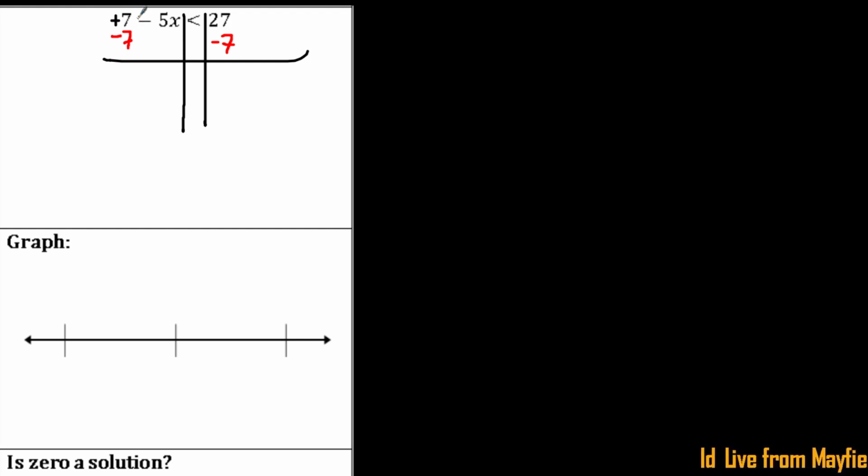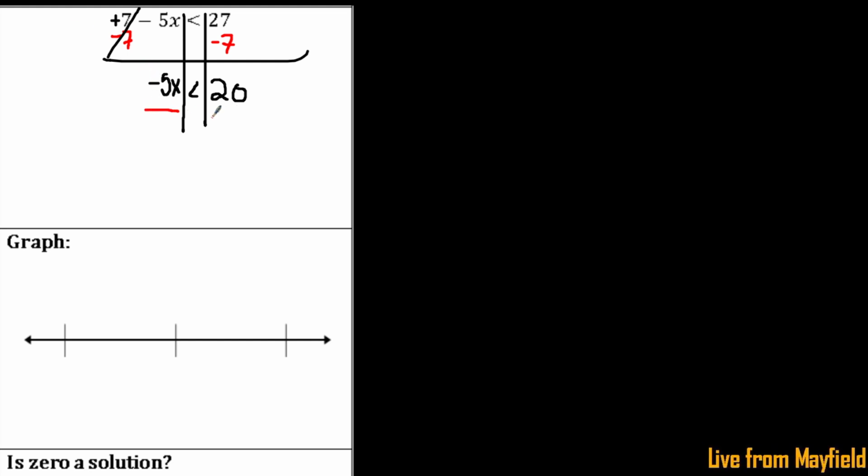What happens on the left? The 7's cancel out. The negative 5x comes down. Since we did not multiply or divide by a negative, I keep the inequality symbol the same. Even though I got a negative as a result, that's okay. I'm keeping it the same. It's only when you multiply or divide by a negative. Which, speaking of, that's what we're going to do next.